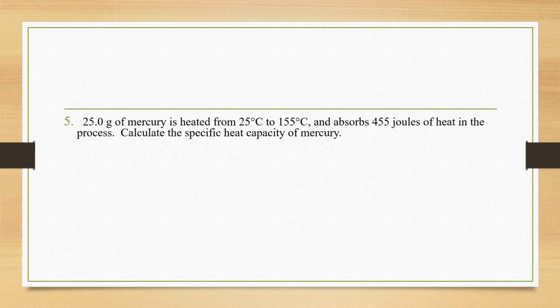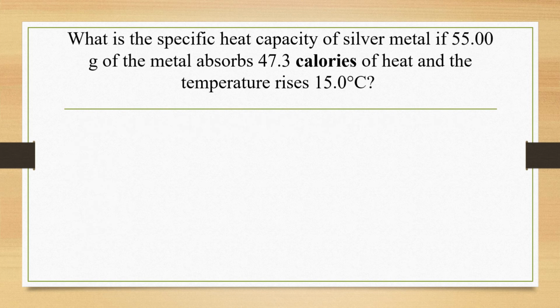Number 5. 25 grams of mercury is heated from 25 degrees Celsius to 155 degrees Celsius, and it absorbs 455 joules of heat in the process. What is the specific heat of mercury? Mass is 25. The temperature change is 130. Always use a positive value for now. Q equals 455 joules. The formula becomes 455 divided by 25 times 130, and the specific heat becomes 0.14, because we know when you're solving for specific heat, it's equal to Q over m times delta T.